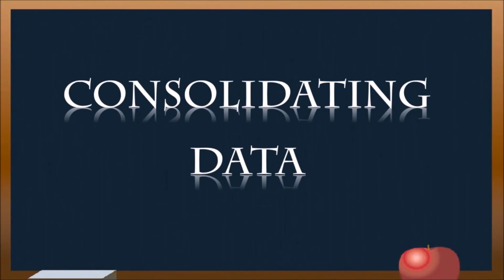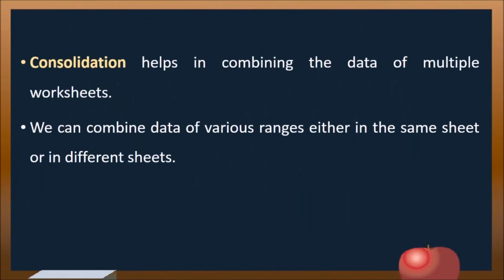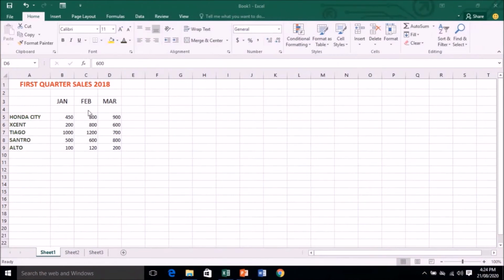Now our next topic is consolidating data. Consolidation helps in combining the data of multiple worksheets. We can combine data of various ranges either in the same sheet or in different sheets. Now here we have just seen in grouping that we have entered a data, we have formatted, and it has been reflected in all the 3 sheets. But now we will add the data of first 2 sheets, and that will reflect in 3rd sheet. Let's see with the help of example here.